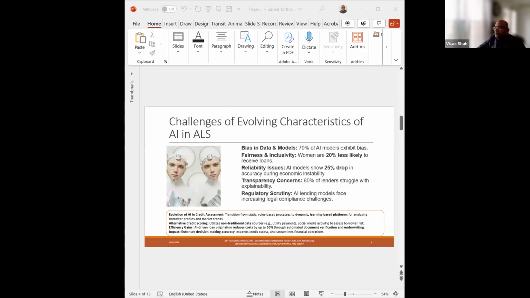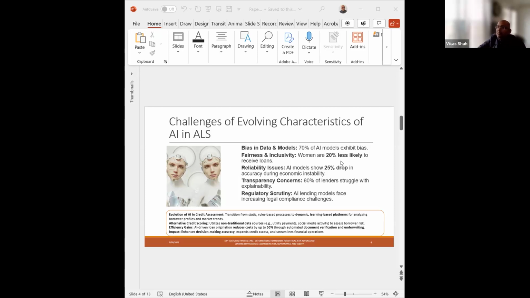So essentially, first we have identified the AI-based lending services which are already in place, and what types of challenges they are facing, even after leveraging AI, and why we need the deterministic framework to continuously evolve and improve. So 70% of the AI models exhibit biases.